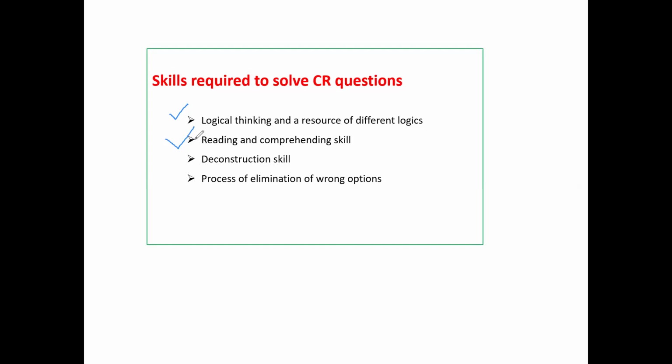And the third skill is deconstruction skill. The moment you read any lengthy argument, you have to deconstruct it and present it in the simplest forms. Then things become easy for you. And finally, the process of elimination. You have to learn to eliminate the wrong options. You should not be deviated by an answer closely related to the correct answer.